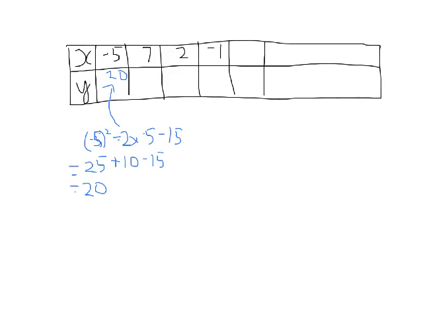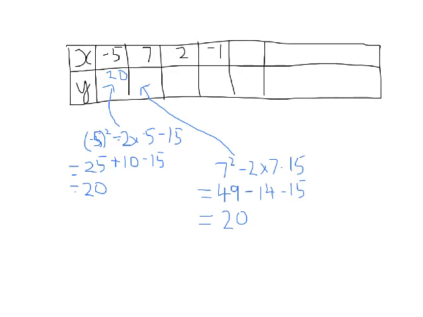To work out this one over here, I'm going to do 7 squared minus 2 times 7 minus 15, which is 49 minus 14 minus 15. 49 minus 14 is 35, take 15, and I end up with 20. So again, this is going to be 20. Notice a nice mirror image. Pop a 20 there. That leaves me with 2.